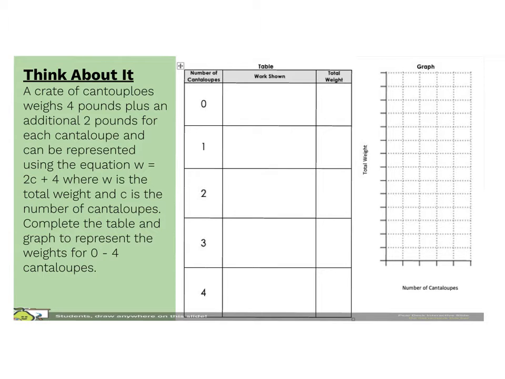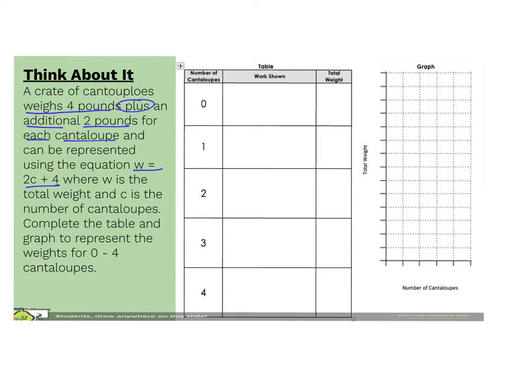So we have a crate of cantaloupes. It weighs 4 pounds plus an additional 2 pounds for each cantaloupe. So by itself, it's 4 pounds. And then for each cantaloupe, you're going to add 2 pounds. You can figure out the total weight by using this equation: W equals 2C plus 4. And then they tell you what the variables mean. So W is the weight and C is the cantaloupes.